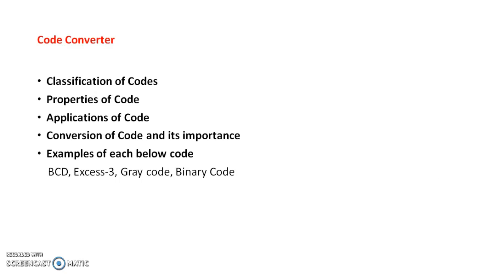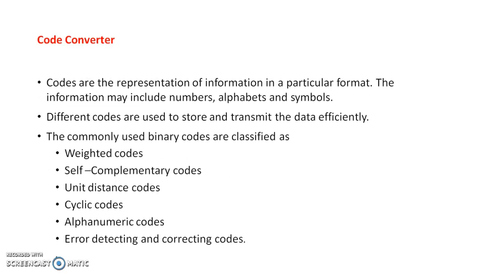So, code converter. In the code converter, we can study the classifications of code, properties of code, that is applications of code, conversion of code and its importance. There are different examples of code conversion, that is BCD, XS3, gray code and binary code. A code converter means that a particular binary code is given in weighted codes, self-complementary codes, unit distance code, cyclic code, alphanumeric codes, error detecting and correcting codes. So the codes are given in the form of different information, and the information may include numbers, alphabets or symbols. And these codes are used to store and transmit data efficiently.